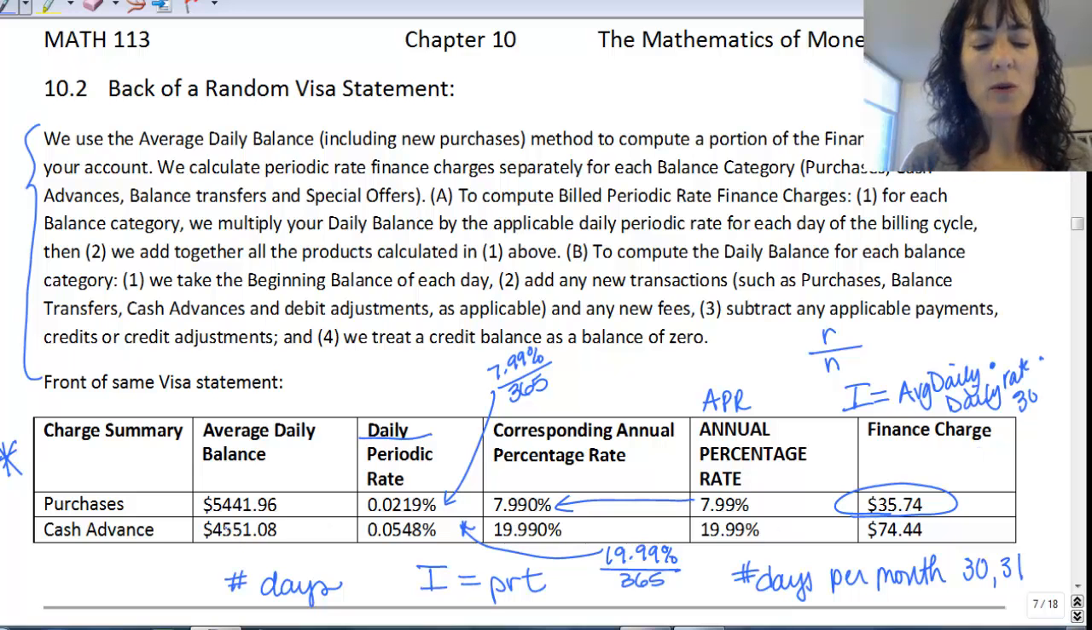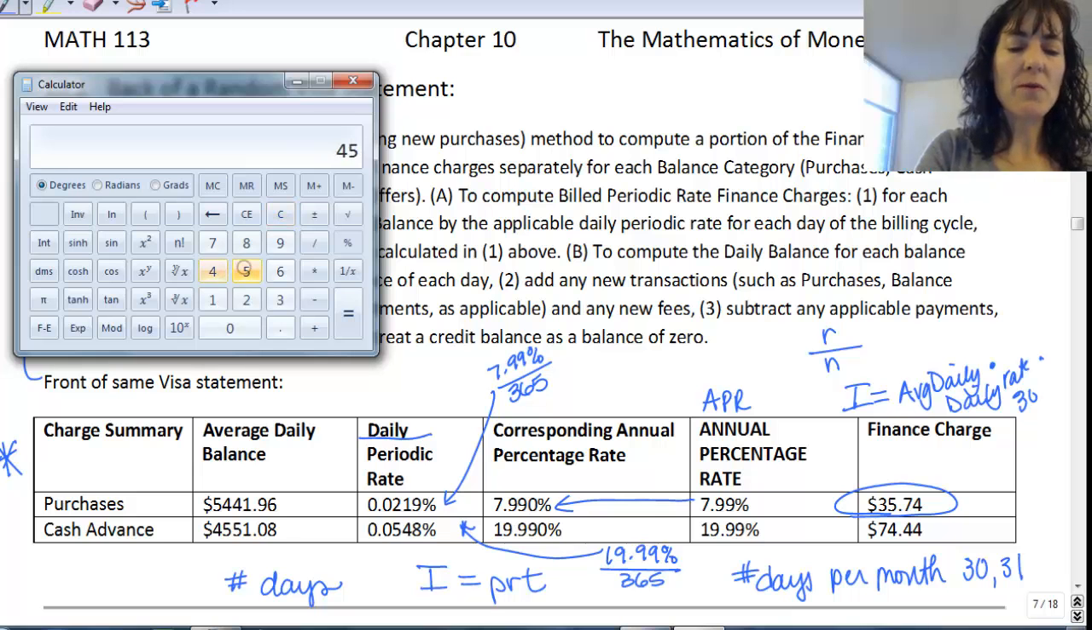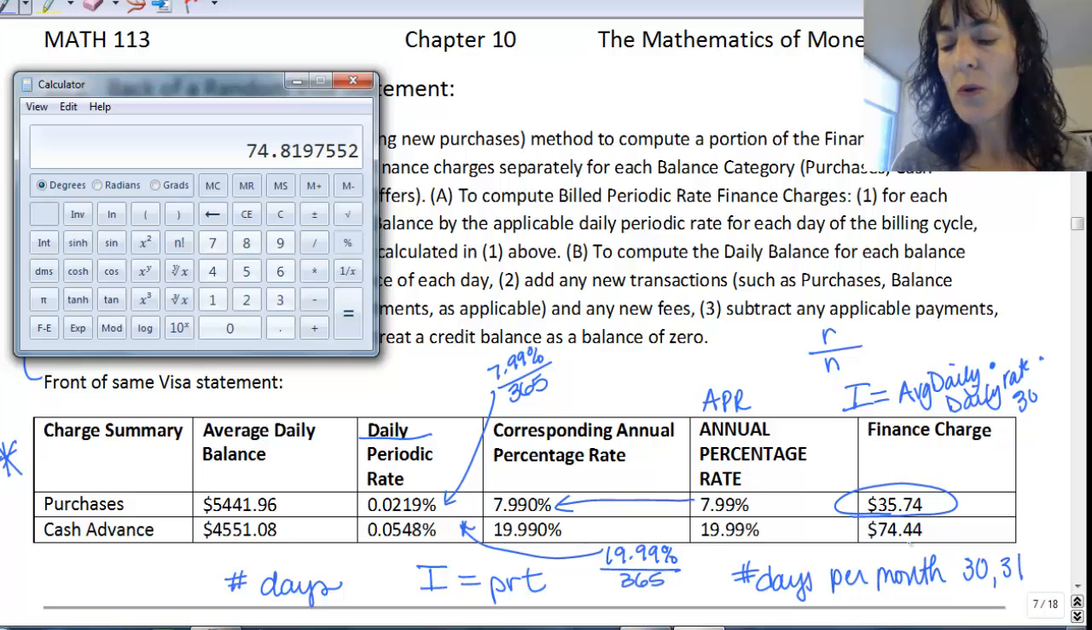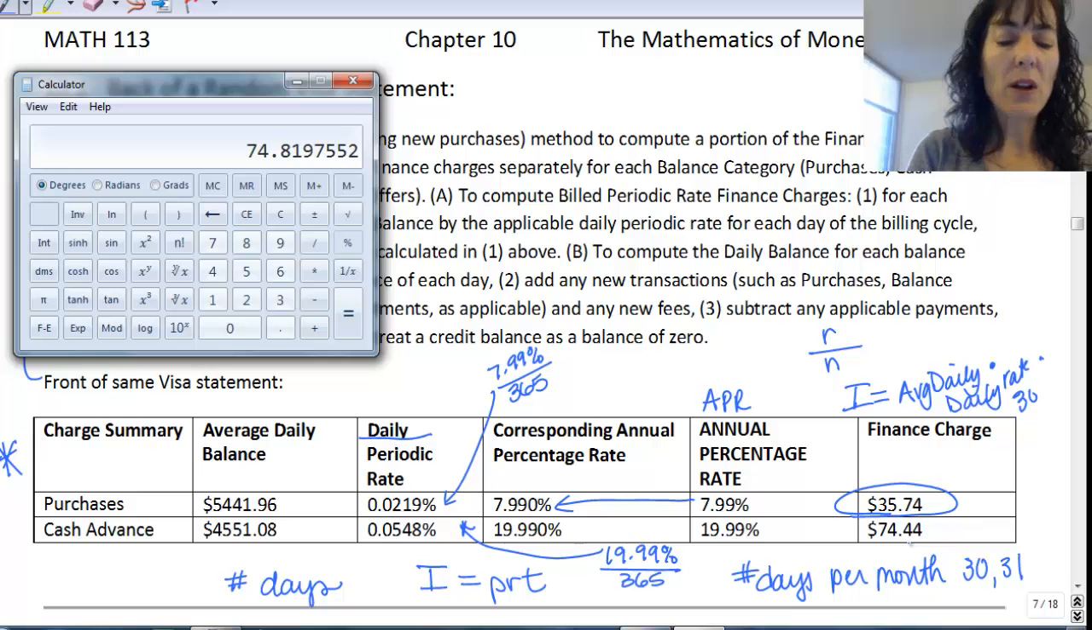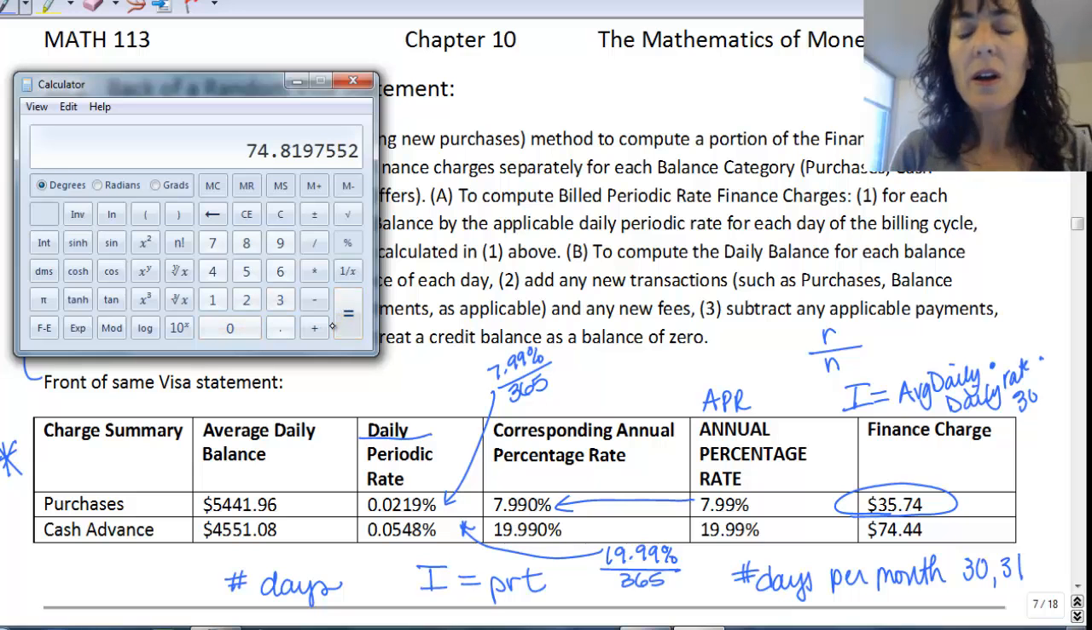Next thing, I want to see if that holds true for the cash advance. So for this one, we would want to do the same thing, average daily balance times daily rate times 30, because it's the same credit card. They're probably doing it the same way. So 4551.08 times 0.000548 times 30, equals, and I get 74.82, if I round, 74.44. I'm a little off. Let's try it again. 4551.08 times 0.000548 times 30, 74.81. And we're very close on that.